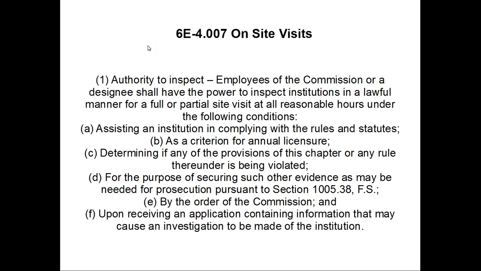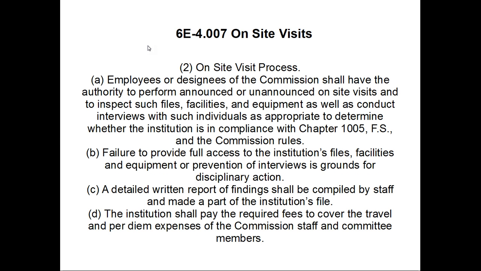For the purpose of securing such other evidence as may be needed for prosecution pursuant to Section 1005.38, Florida State Statutes, by the order of the Commission, and upon receiving an application containing information that may cause an investigation to be made of the institution.